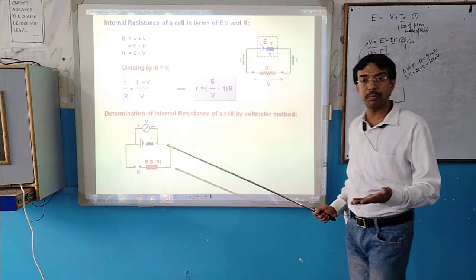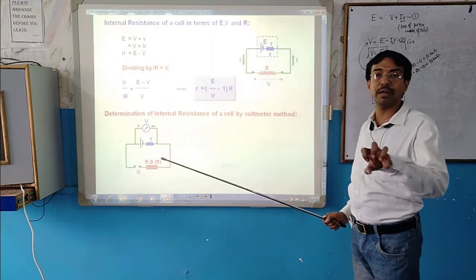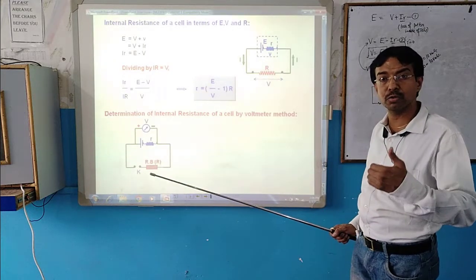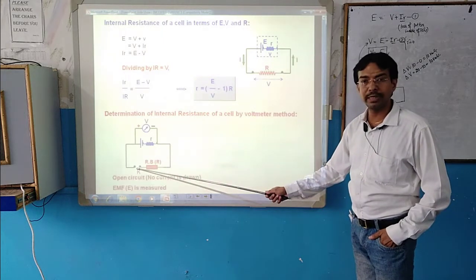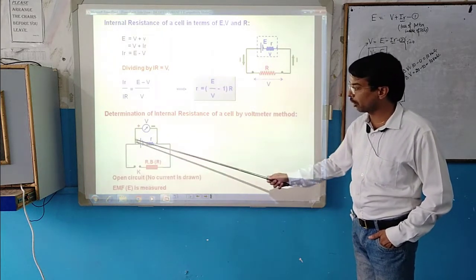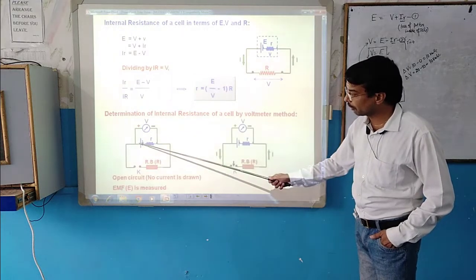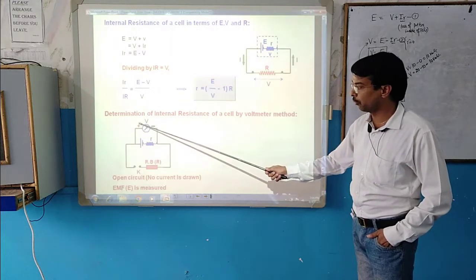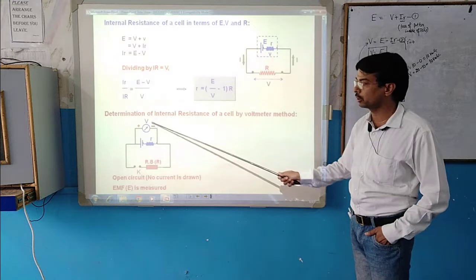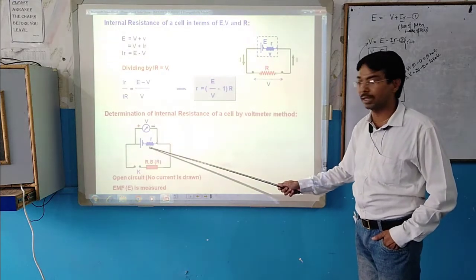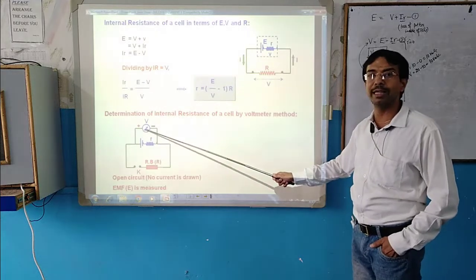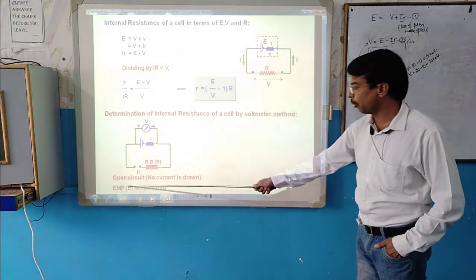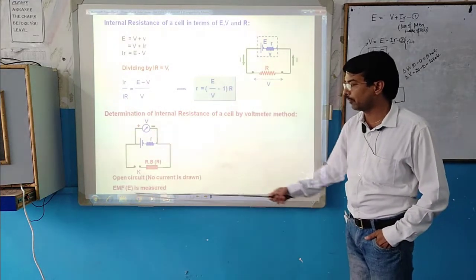What is the condition when current is not drawn from the battery? It is an open circuit. In that particular condition the circuit is open, the key is not closed, no current is drawn. So you will connect the voltmeter, then you will find the potential difference between the terminals of the cell, and in that particular condition its potential difference is known as the EMF of the cell, electromotive force. Open circuit, no current is drawn, then EMF is measured.